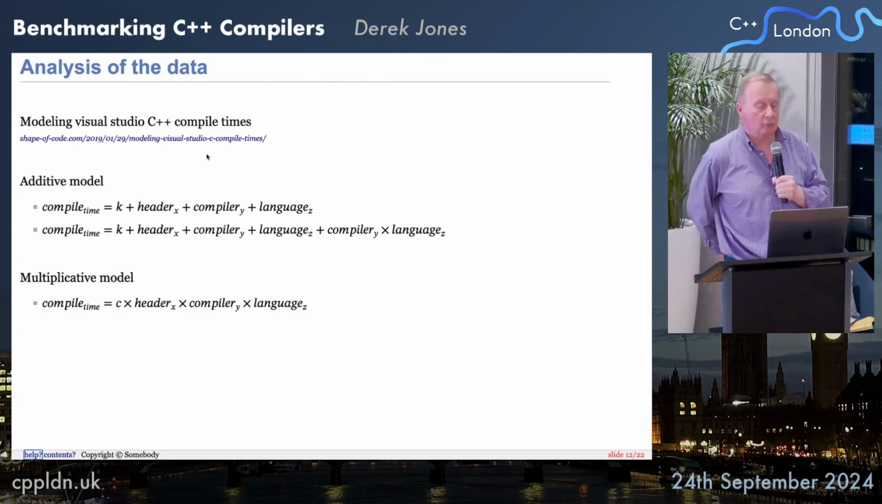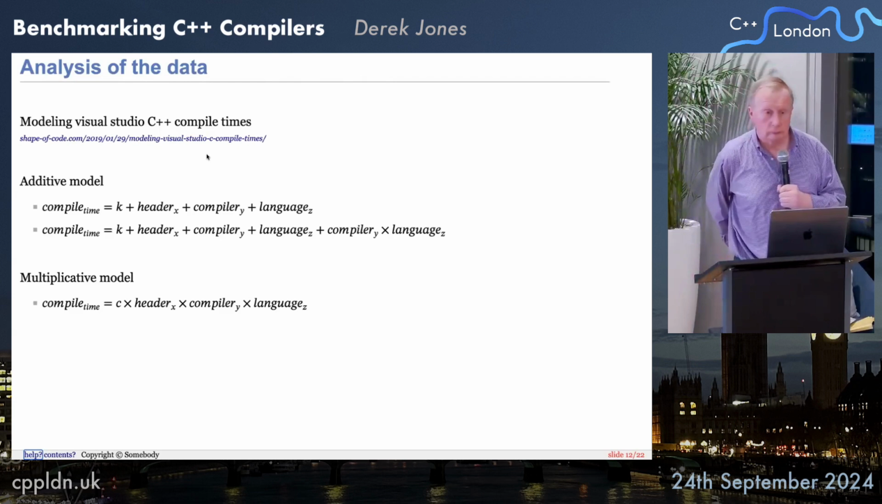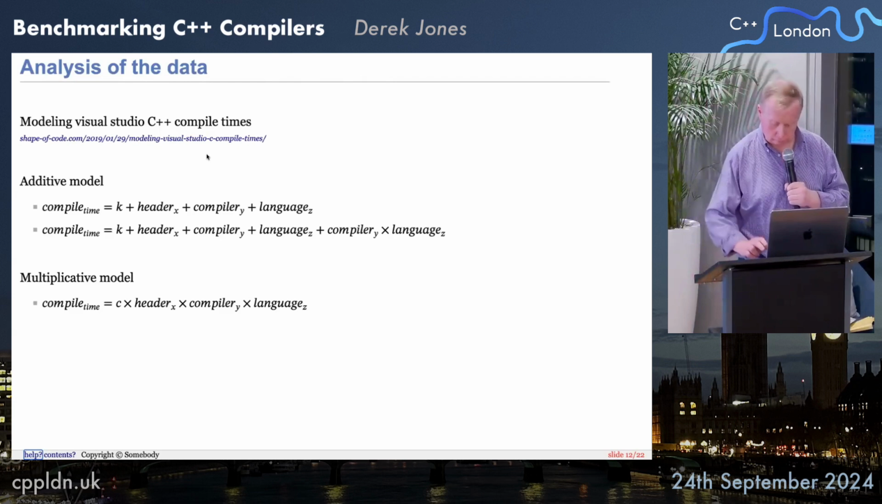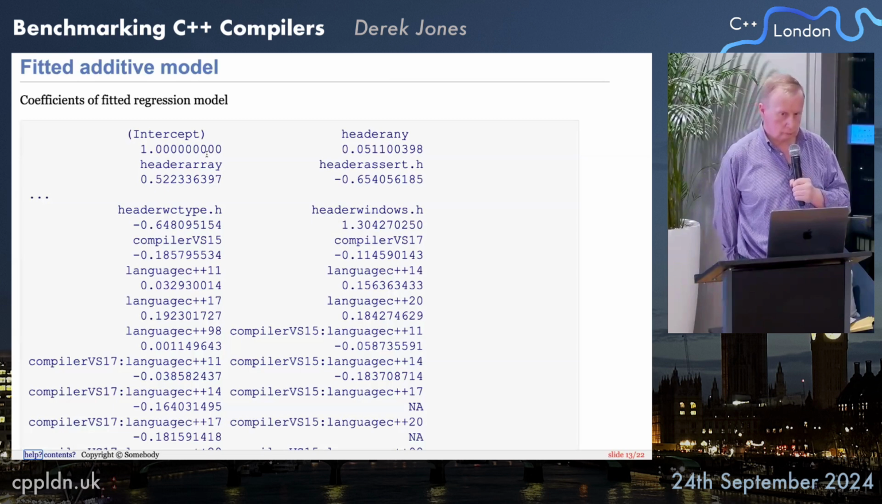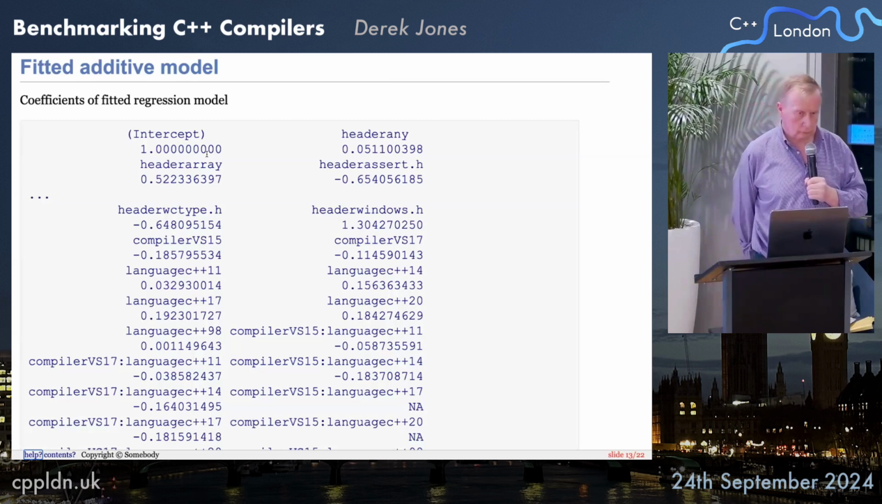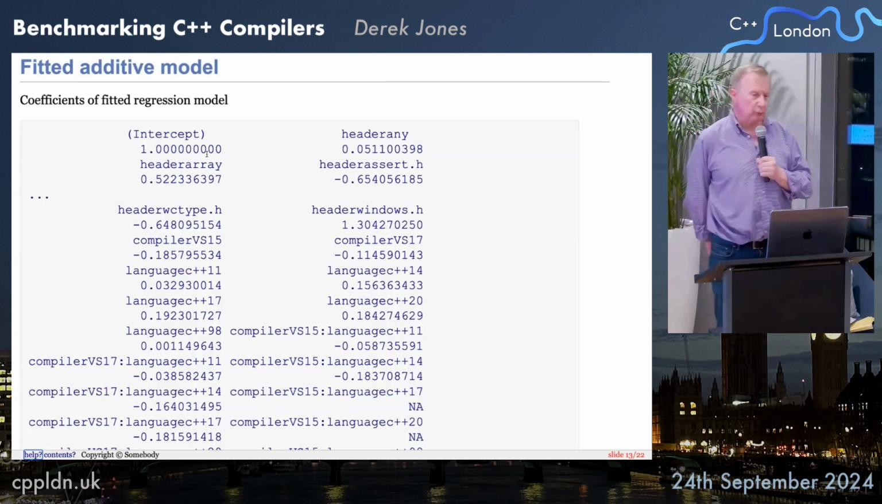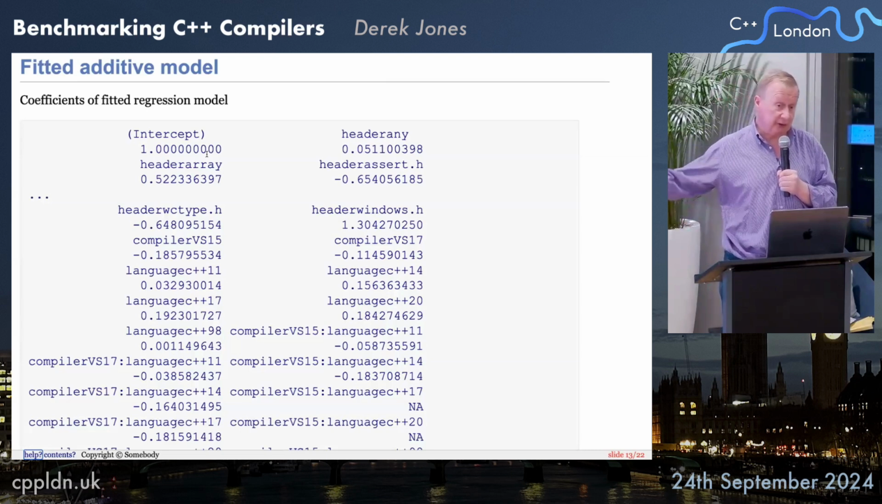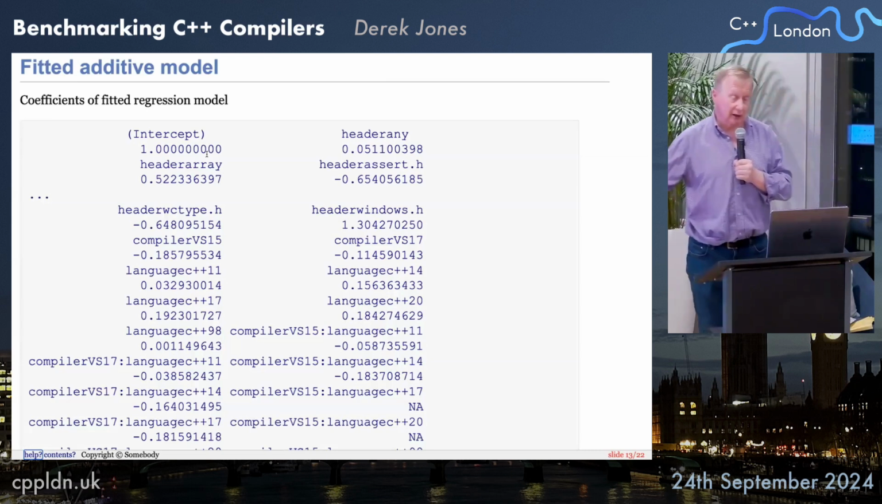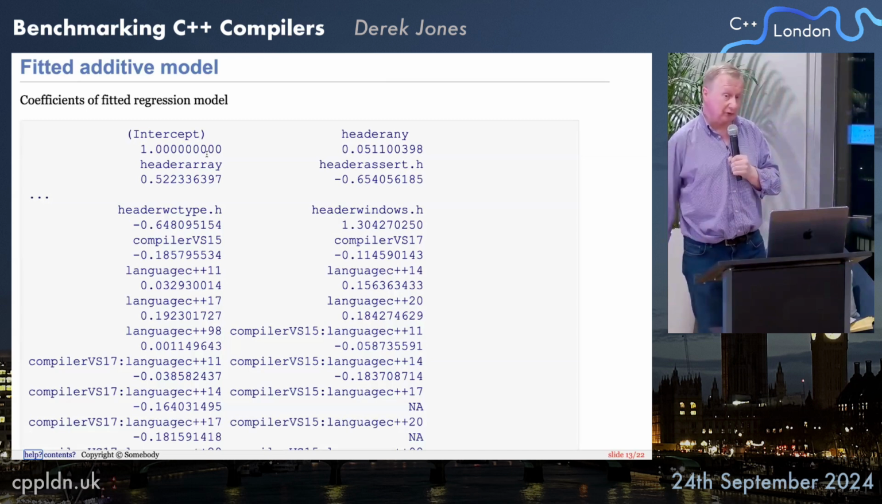Yes, hi, thank you. I'm failing to understand why the header is a factor in those measurements, because surely if I want to choose a compiler or a version of the language, I can choose that, but I'm not going to choose anything based on what header I'm going to use. The author of the blog post thought it was interesting to find out the impact of different headers on compile time. And so he did these measurements.